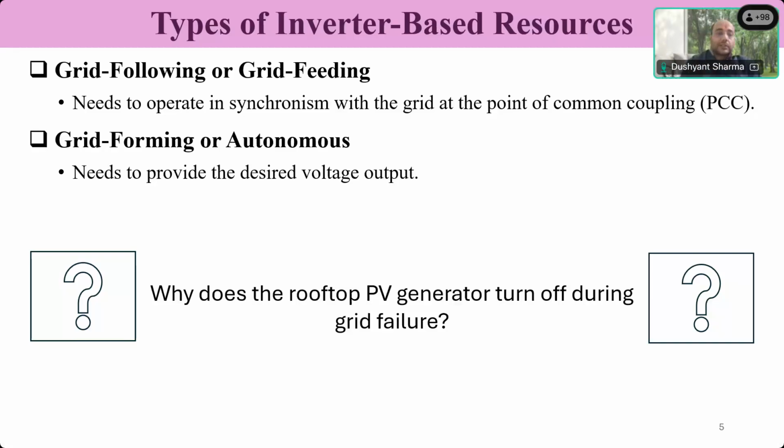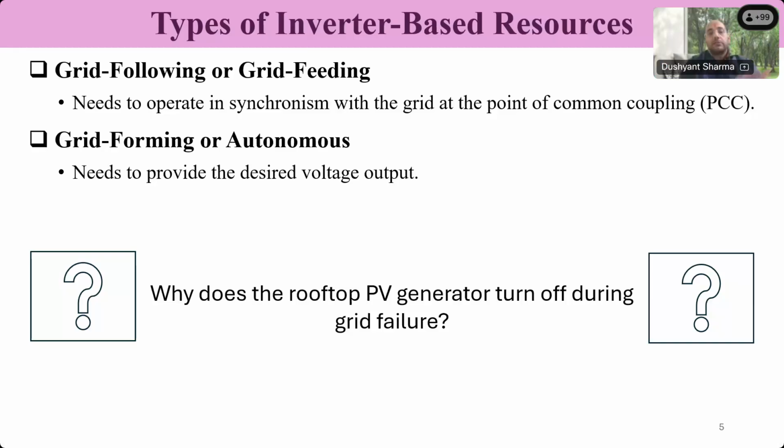That means there is a point of common coupling. There is a point where it is connected. At that point, the source has to operate in synchronism with the grid. It cannot have any other voltage magnitude, frequency, or phase. Or if it is a DC system, it cannot have any other voltage. So first of all, the output voltage has to match the grid voltage. And therefore, it is called a grid following or grid feeding source. Or in our case, a grid feeding or grid following inverter.